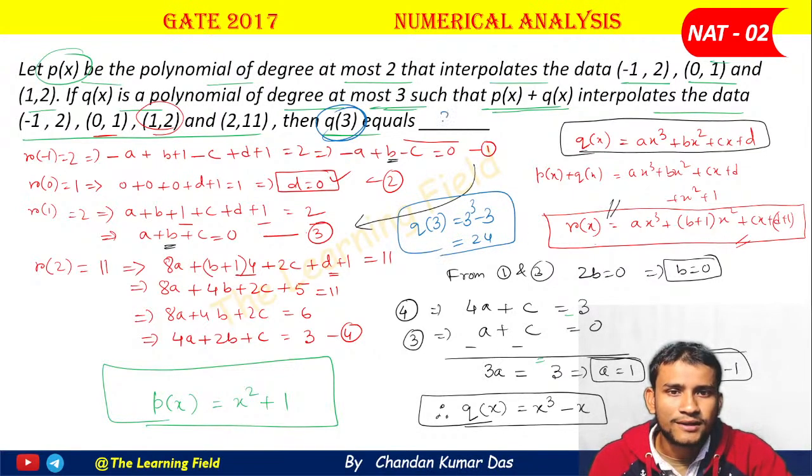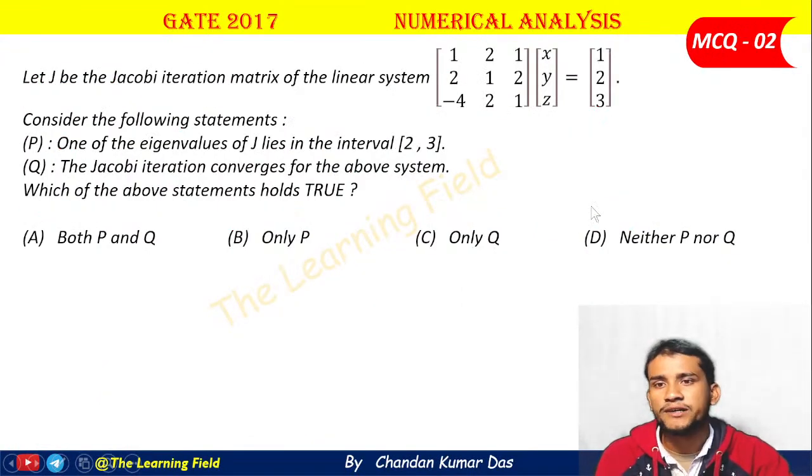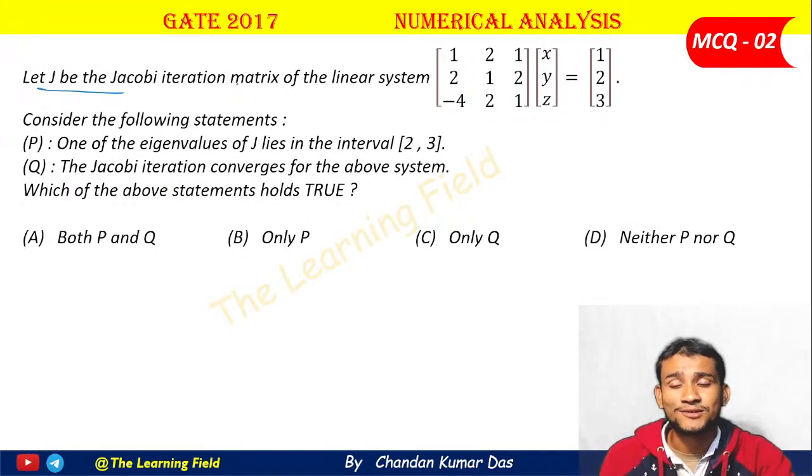Okay, therefore our answer is 24. So this is the third question, and this is also a numerical answer type question, which is of 2 marks. Now going to the next question, the last question for today, and one of the learners also commented for this question.